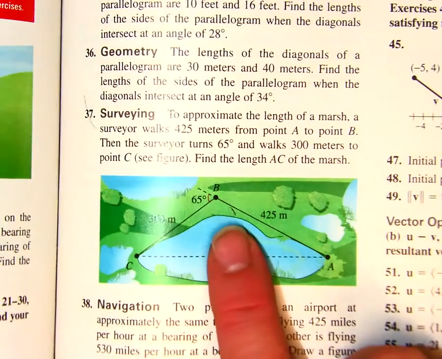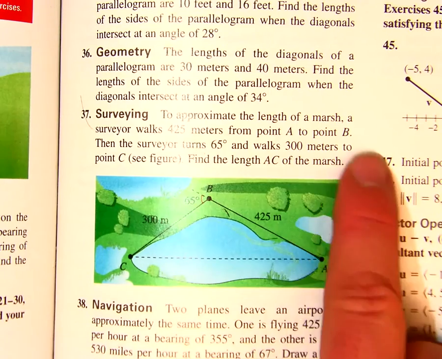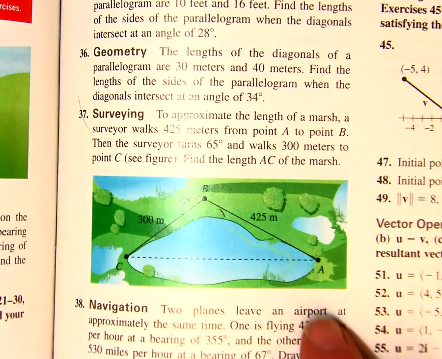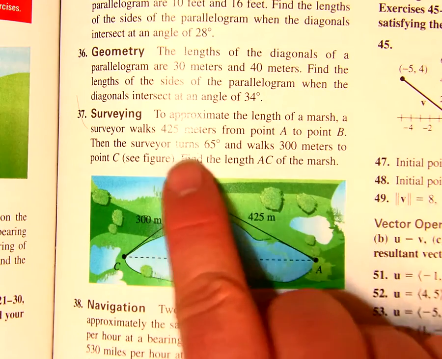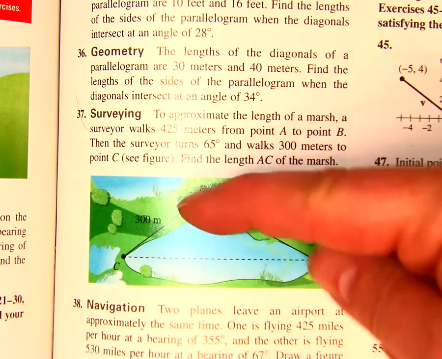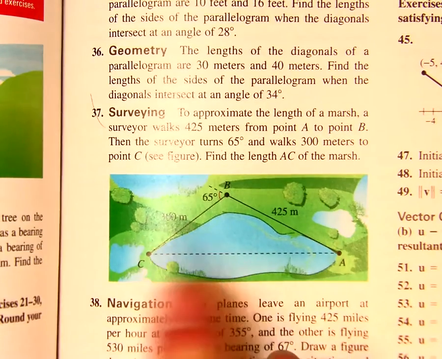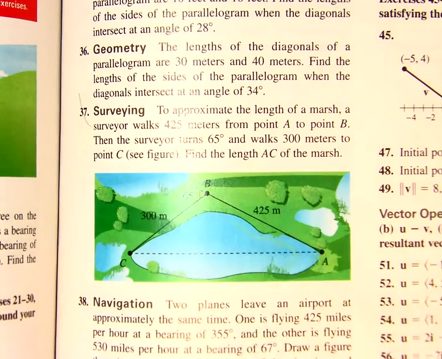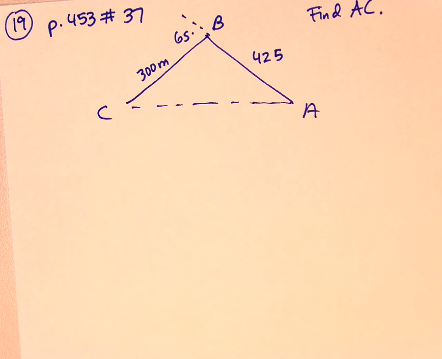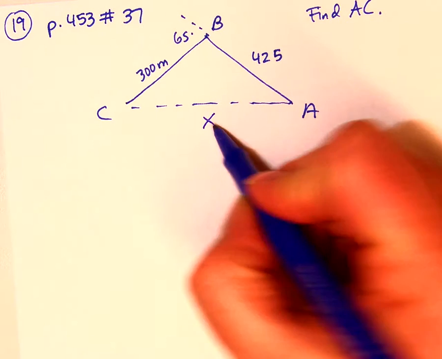So it's this problem. To approximate the length of a marsh, a surveyor walks 425 meters from point A to point B. Then the surveyor turns 65 degrees and walks 300 meters to point C, and he wants to figure out how big this watery part is that he couldn't walk across. Okay, so I really just want to find this piece.